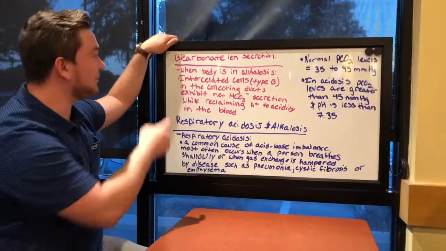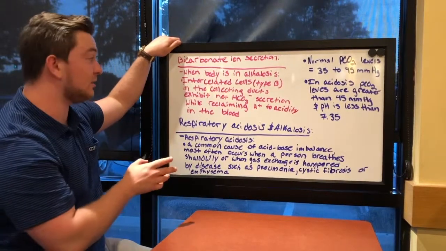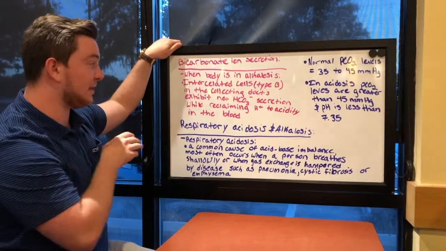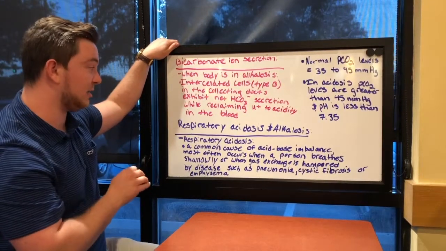Bicarbonate ion secretion. When the body is in alkalosis, intercalated cells, or type B cells, in the collecting ducts exhibit net bicarbonate secretion while reclaiming hydrogen to acidify the blood.